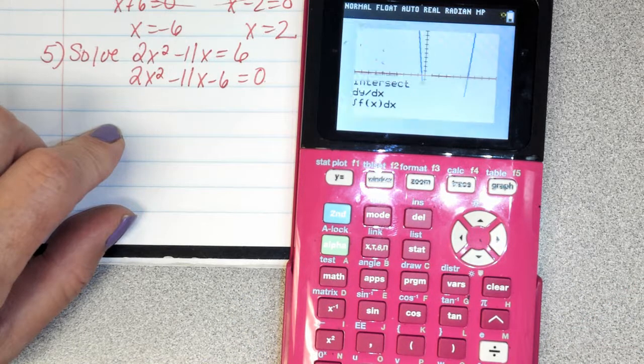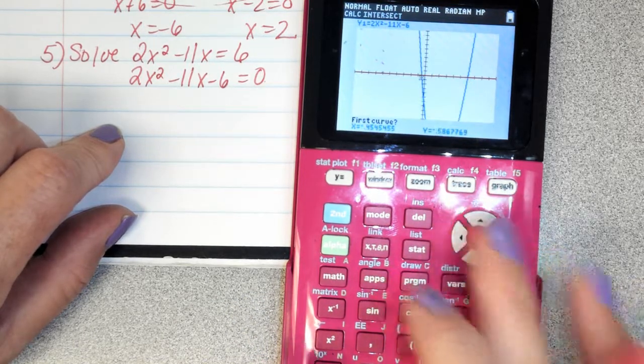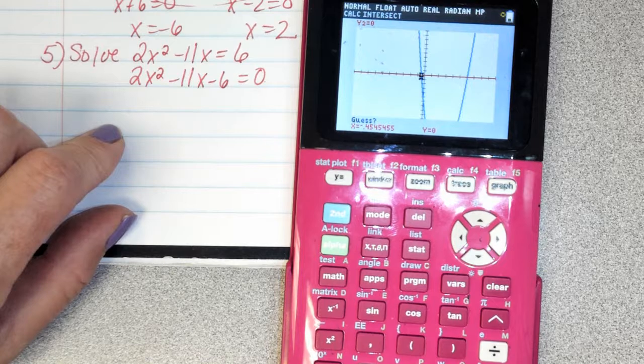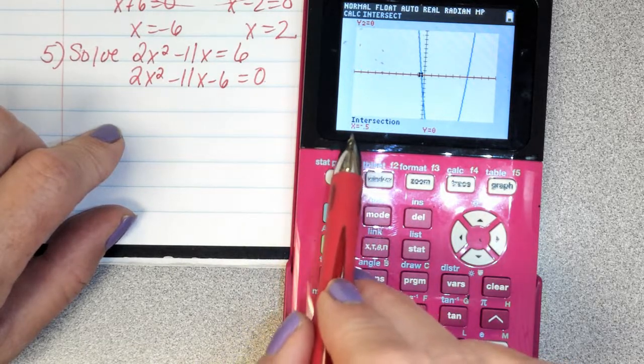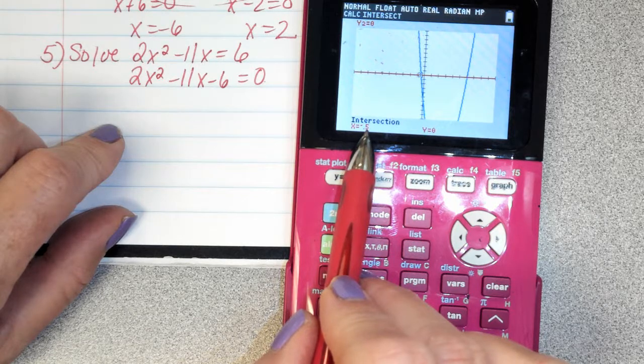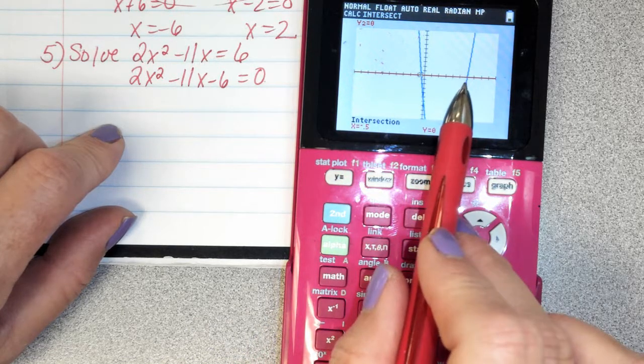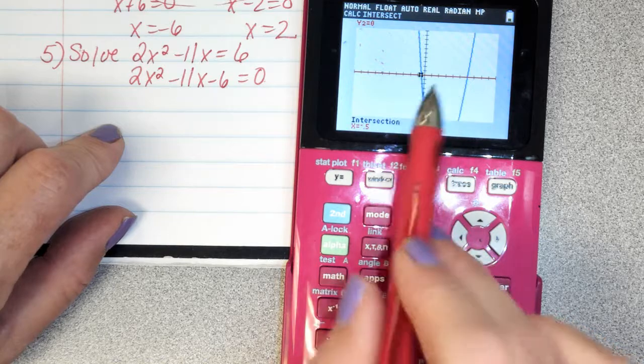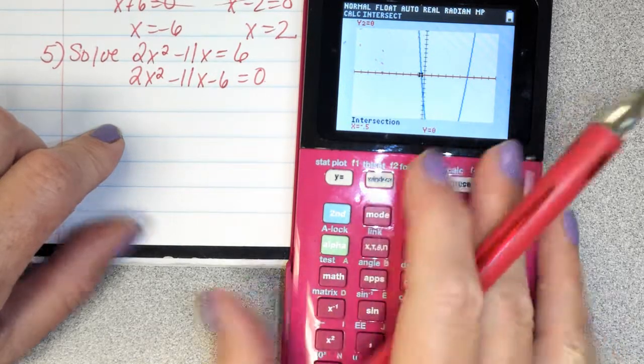Intersect, right. So I go to that intersect. I'm going to get close to this one. Enter, enter, enter. What is it? Negative 0.5, which is the same as what? Negative 1/2. Then I could also find that one. That's how I can do it on the calculator.